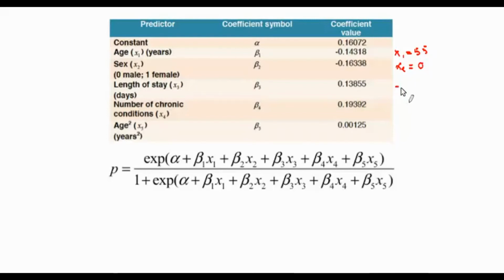And then x sub 3, which is the length of stay, we said was 3 days. And the number of chronic conditions, x sub 4, we said was 5. There are 5 chronic conditions. This is a fairly sick person. And age squared, of course, is x sub 5, which is just x sub 1 squared, 55 squared, which is 3025.